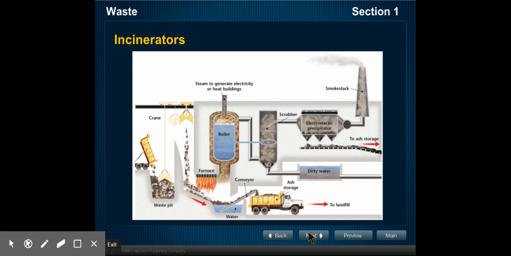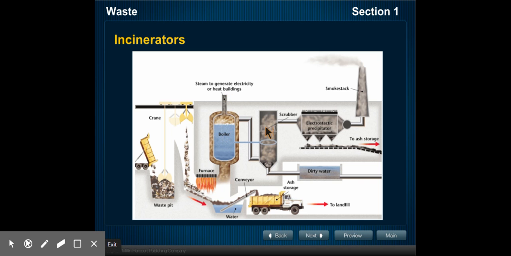So this shows how incinerators work. This shows that the conveyor, we're dumping waste in here. It's being picked up and dropped into the furnace. The furnace is burning it. It's boiling water, which we can use to generate electricity or to heat buildings.